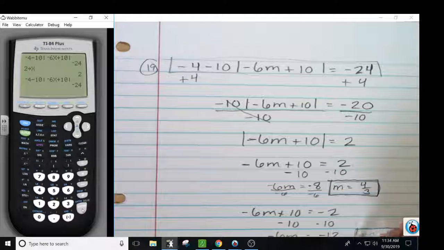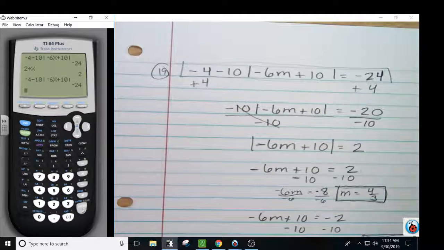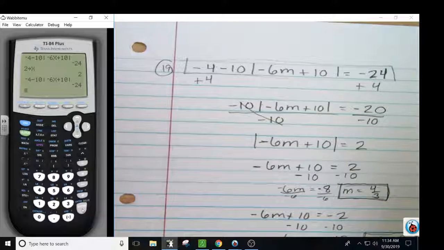Now, guys, that's a good way to check for extraneous solutions. Okay, it's a good way to check it. Does anybody need to see any more? They're pretty simple. All right, I'm gonna let you guys do the rest.